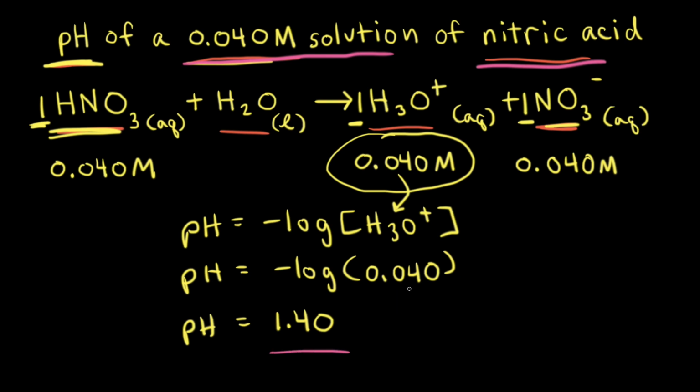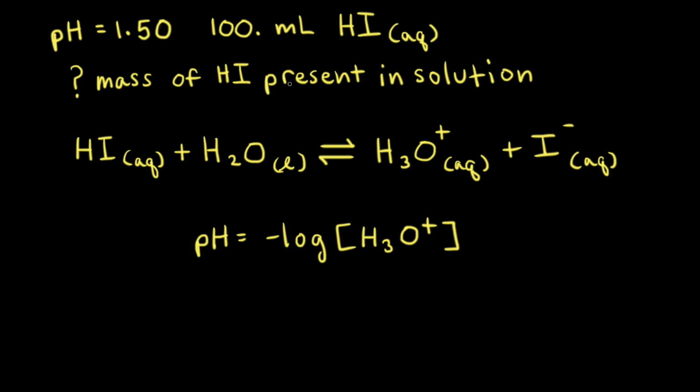Also note, since we have two significant figures for the concentration of hydronium ions, we need 2 decimal places for our final answer. Let's do another problem with a strong acid solution. Let's say we have 100 milliliters of an aqueous solution of hydroiodic acid, and the pH of the solution is equal to 1.50. And our goal is to find the mass of HI that's present in solution.